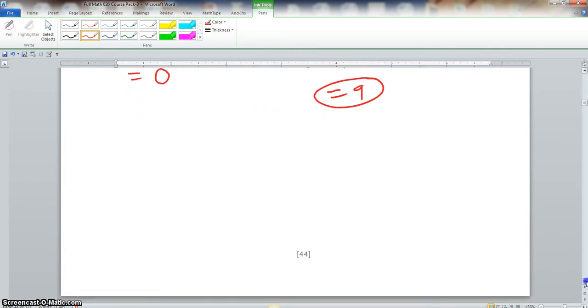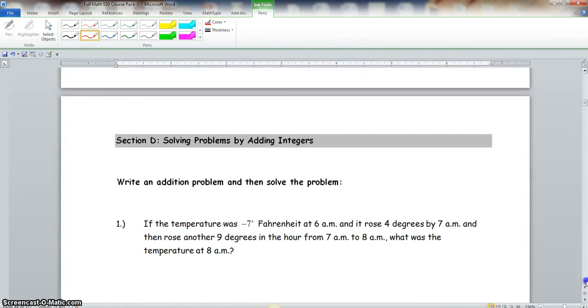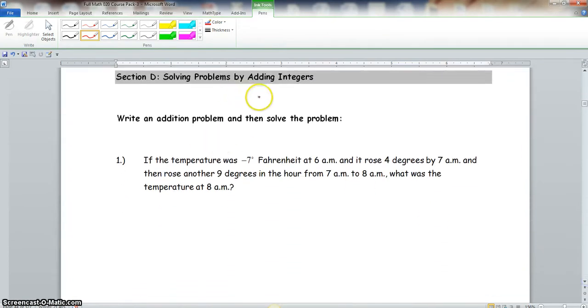Now, we come here to section D. It says solving problems by adding integers. Write an addition problem and then solve the problem.